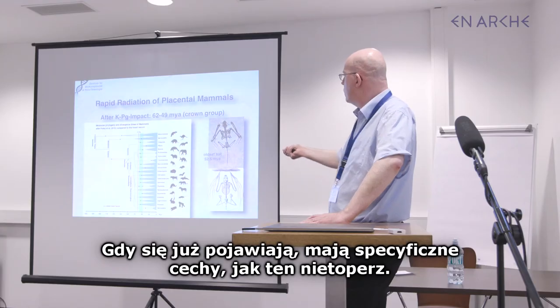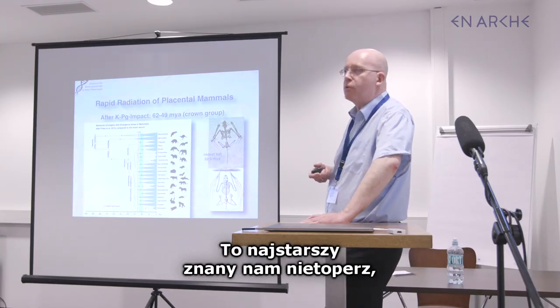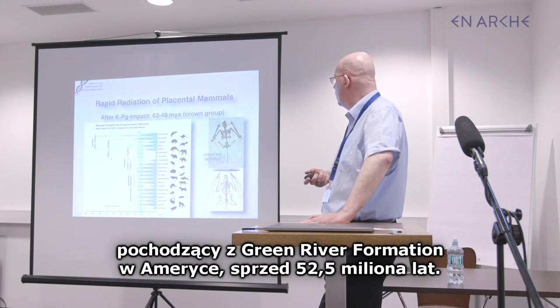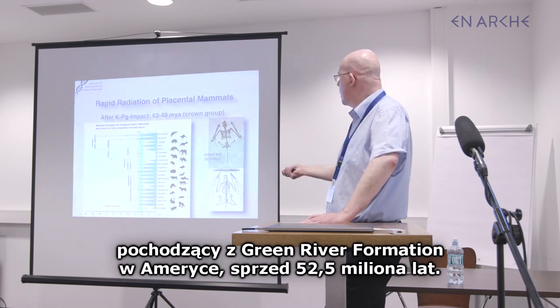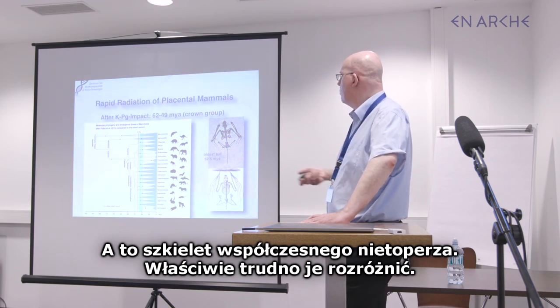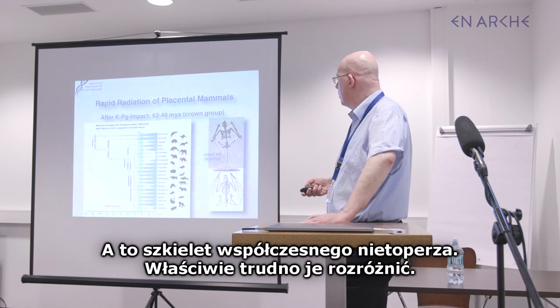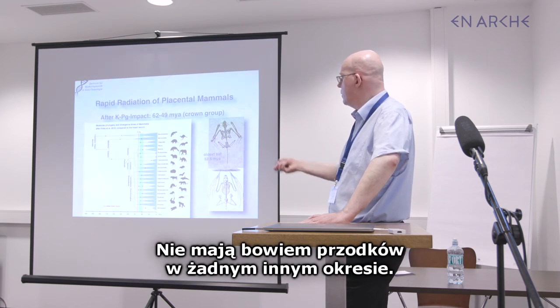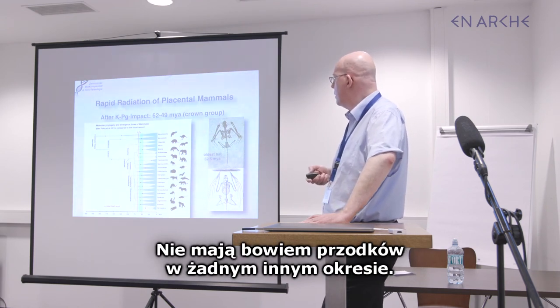One example: bats. This is the oldest bat we know, from the Green River Formation in America, 52.5 million years ago. This is the skeleton of a modern bat. They are basically indistinguishable from modern bats, and we don't have any precursors.